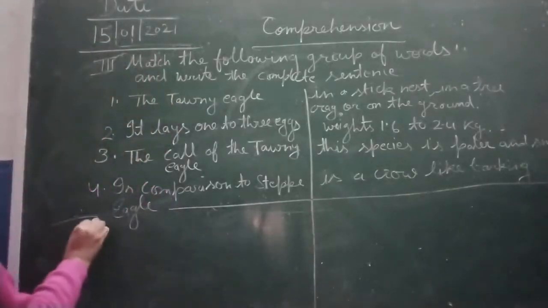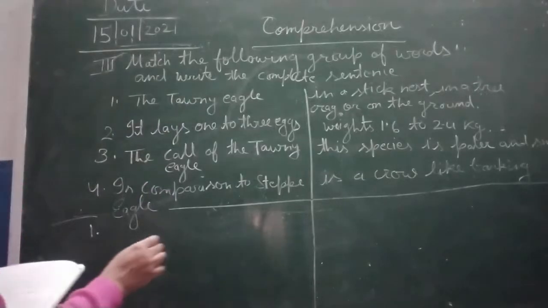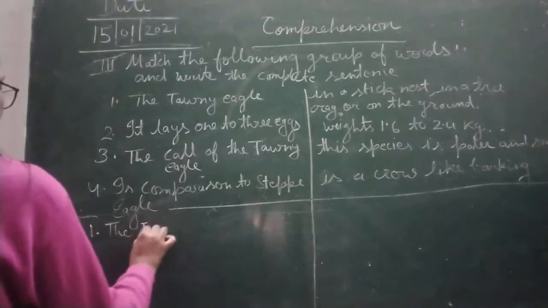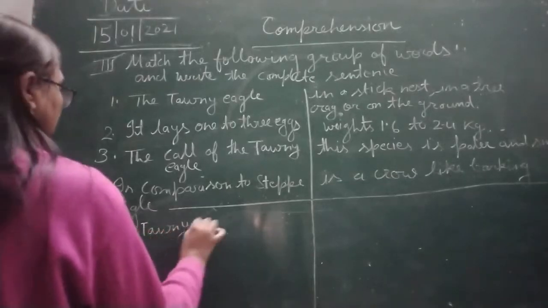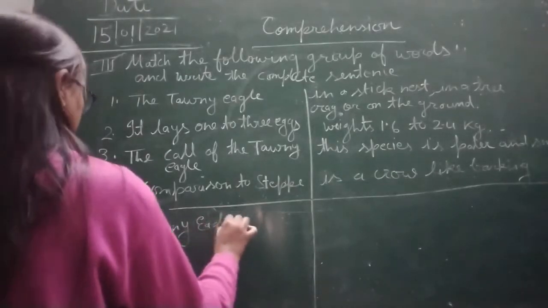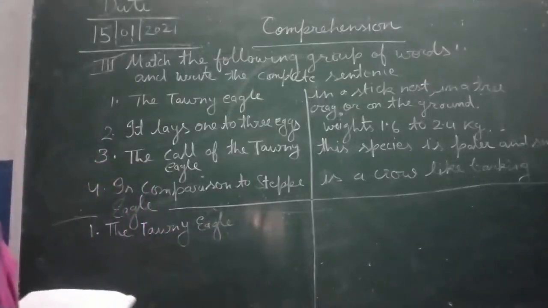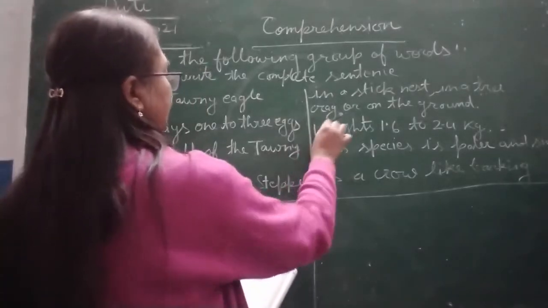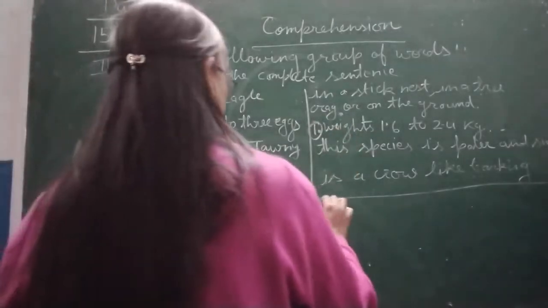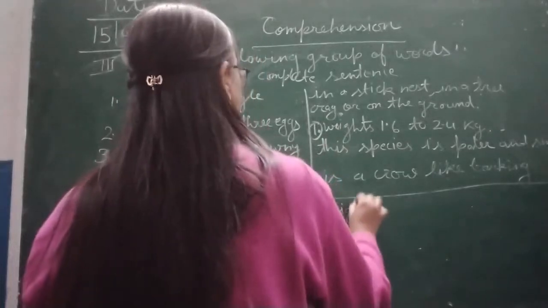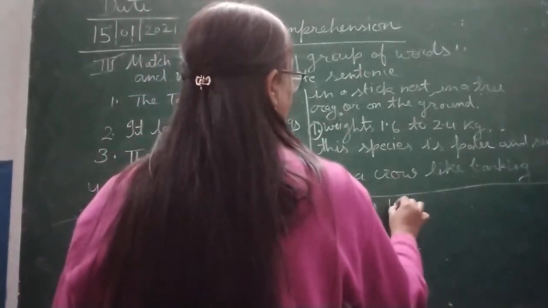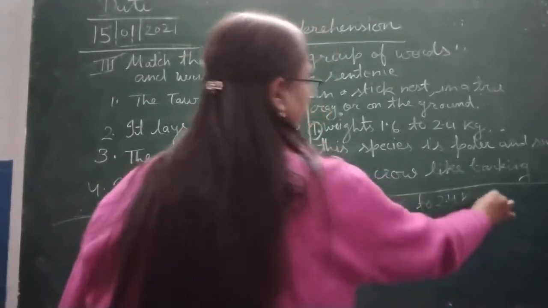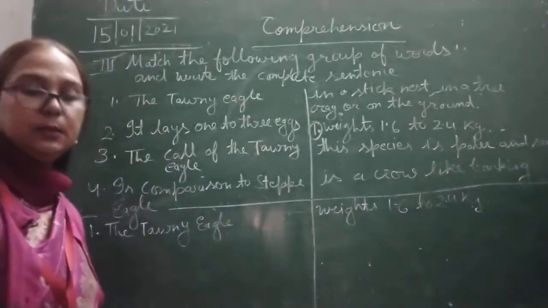Okay children. Now first one, which is, you can see, the tawny eagle. Now from where we are going to match, this is the correct answer. This is the first answer. So we are going to write weights 1.6 to 2.4 kg. So this is the correct answer.